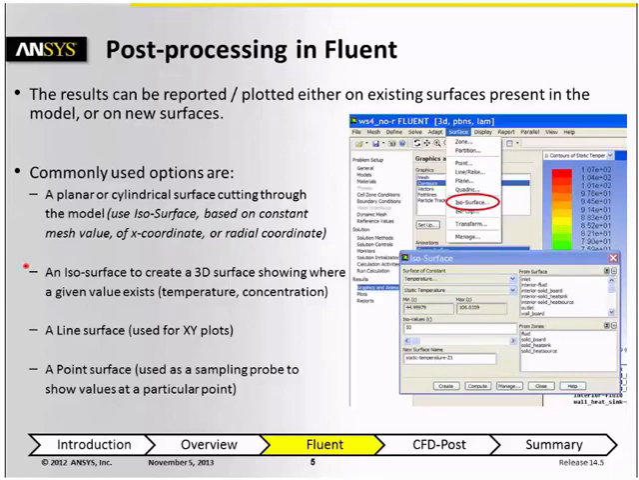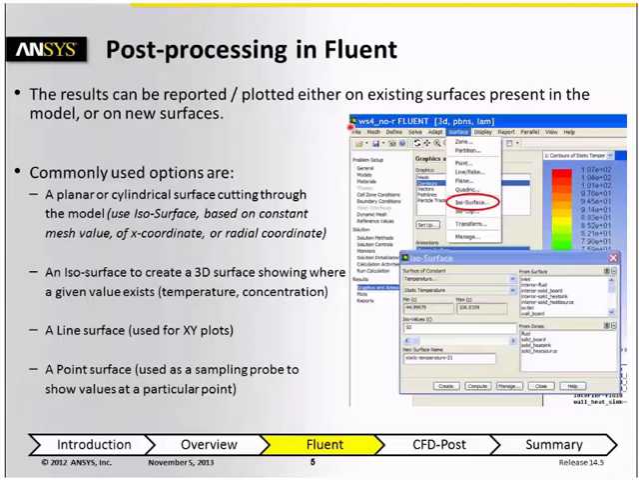Isosurfaces can be used to create 3D surfaces that show where a given value exists, for instance, if you're looking at temperatures or concentration. Line surfaces can be created for use with XY plots, and point surfaces can be used as a sampling point to show values at a particular point in the calculation.